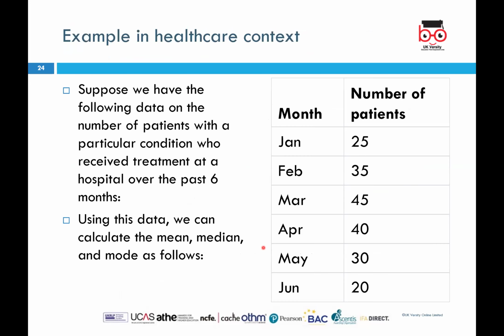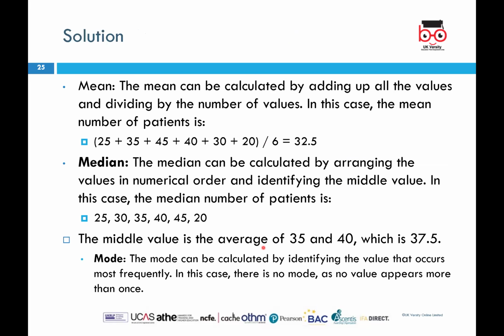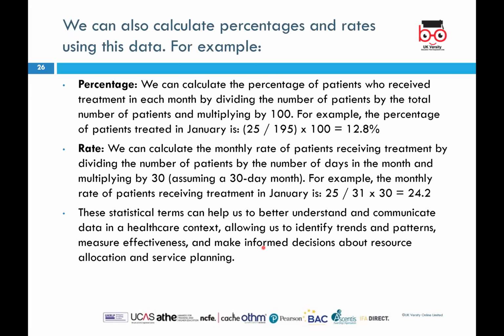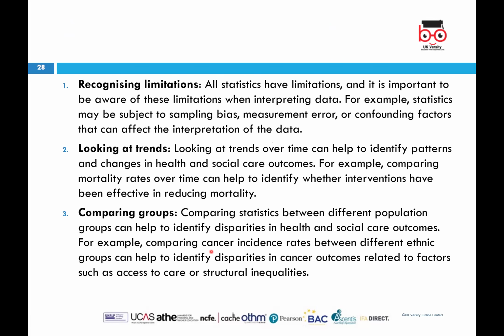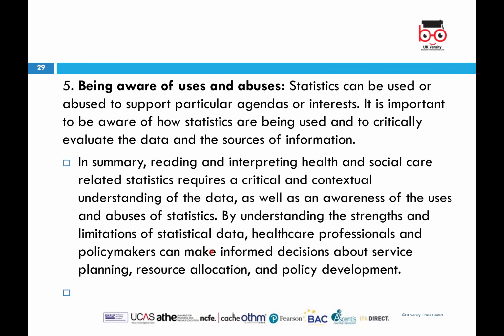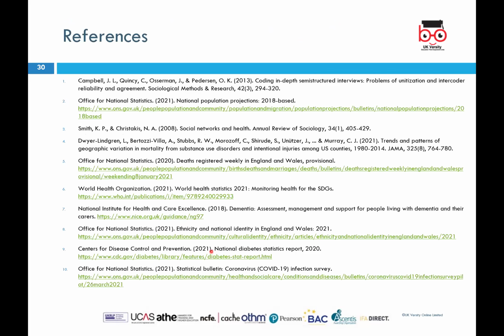We talked about this. I hope you've done this. We can also calculate percentages and rates, and when you're reading and interpreting health and social care data, it's important to understand the context. What is it talking about? Recognizing limitations, so every data set will have limitations. Looking at trends, is it an increasing trend or a decreasing trend? What does it relate to? Comparing groups, and being aware of uses and abuses. So that's about LO1. Any questions from learning objective 1?